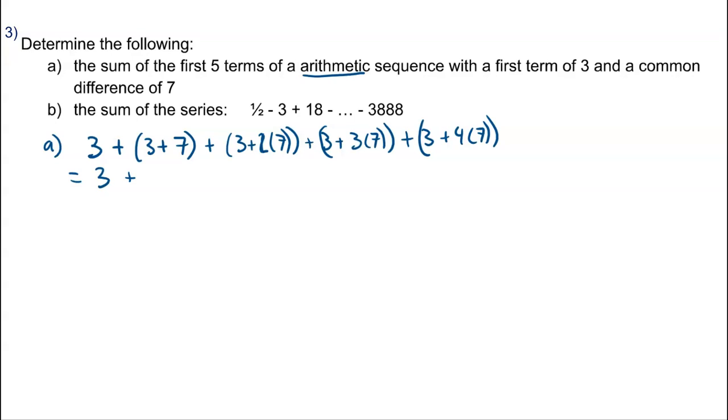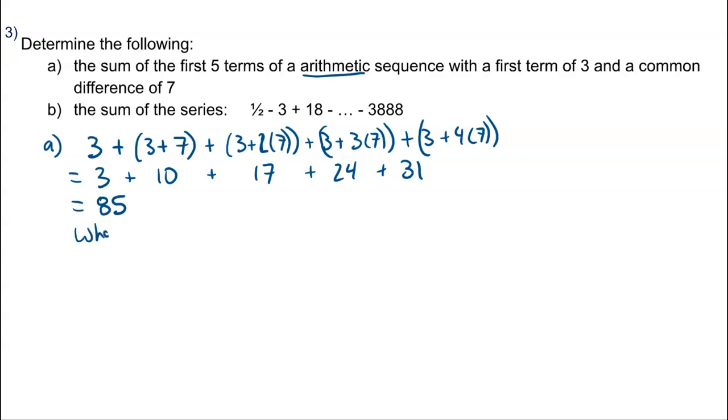So we could calculate this fairly easily without any equations or anything, because it's just the first 5 terms. So it's 3 plus 10 plus 17 plus 24 plus 31. We add 7 every time and we generate those 5 terms. Adding them together gives us a total of 85.